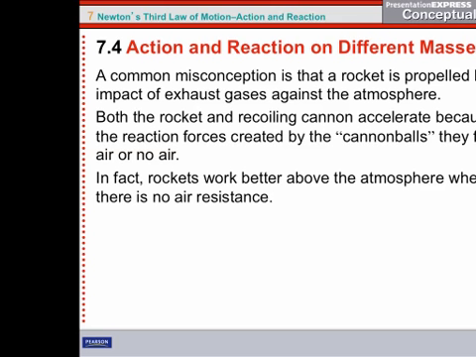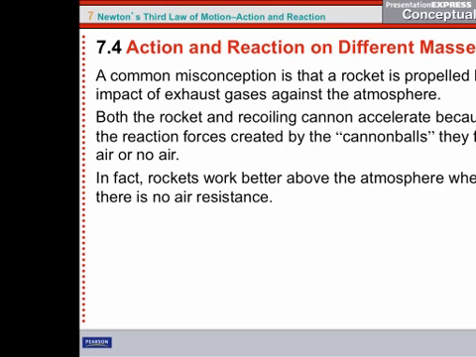A lot of times people believe that rockets are propelled by the impact of exhaust against the atmosphere. Or people think that when a rocket takes off, the gases are pushing on the ground, and the ground pushes up on the rocket. Well, if that's the case, then how does a rocket work out in space? In fact, years and years ago, scientists wondered, can a rocket actually work out in space, or can it just no longer work because there's no air to push against? Well, we know that according to Newton's third law, it does work.